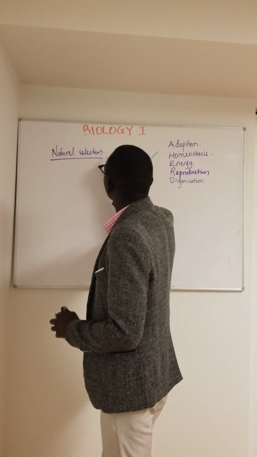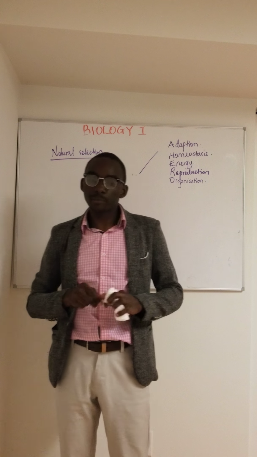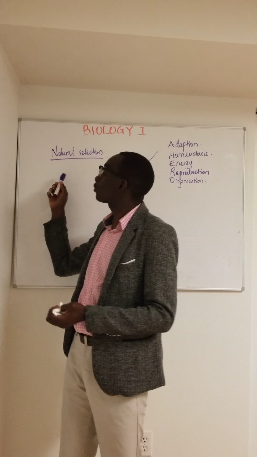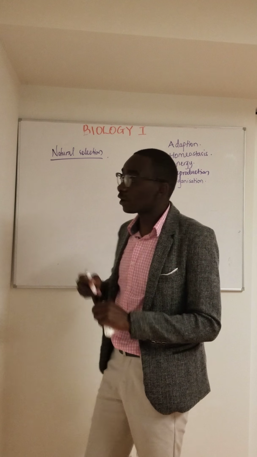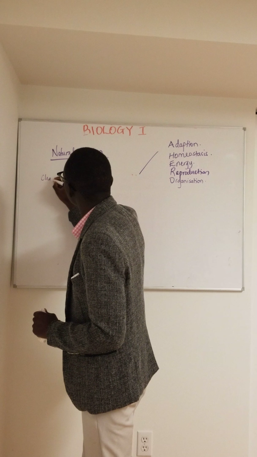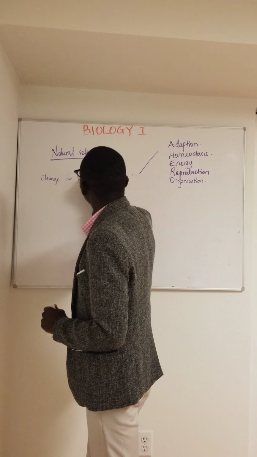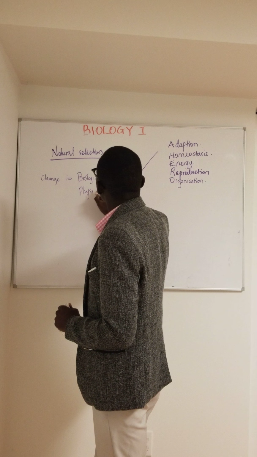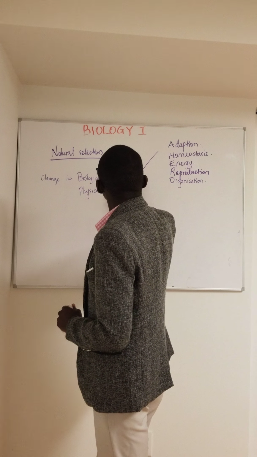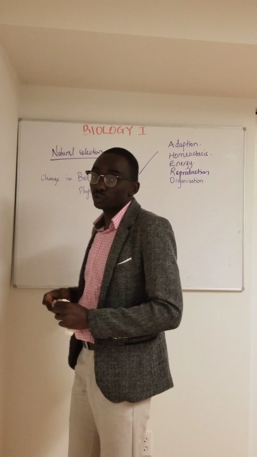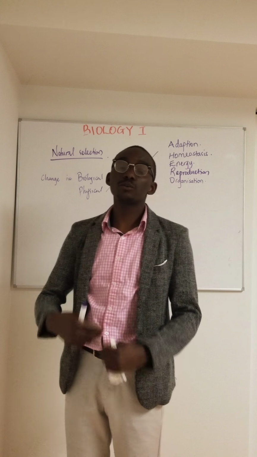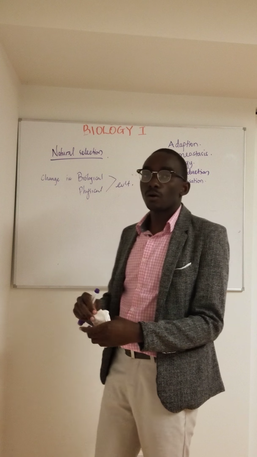Natural selection. So, natural selection is the process by which living organisms descend from their ancestors, and this process can be caused by both change in biological and physical environment. So, the change in biological or physical environment, and usually natural selection leads to formation of new species or new creatures, new organisms.